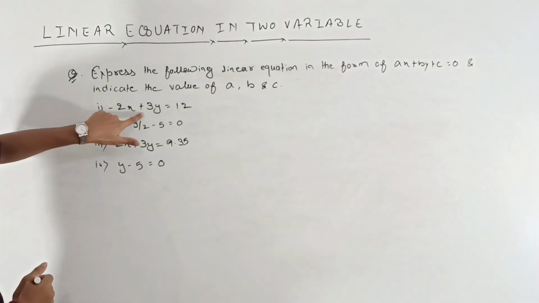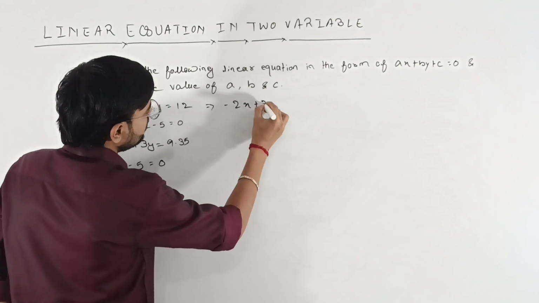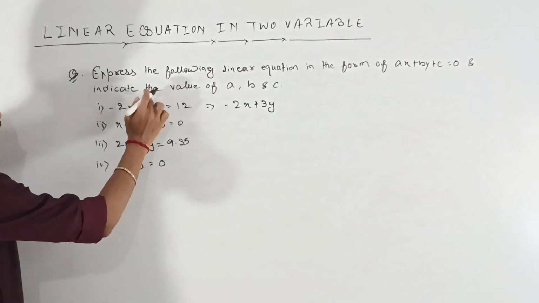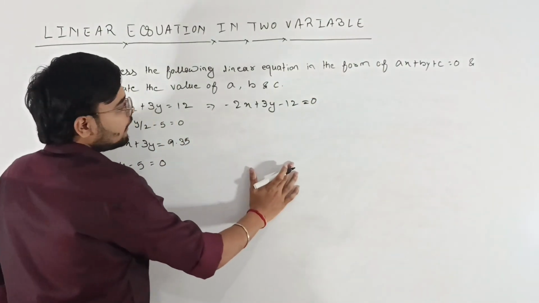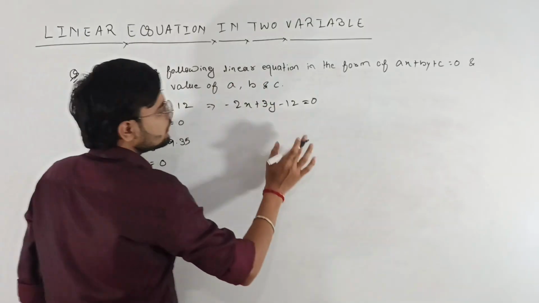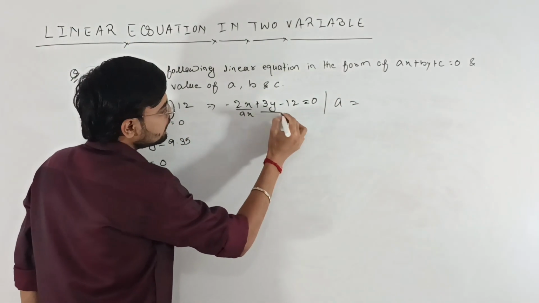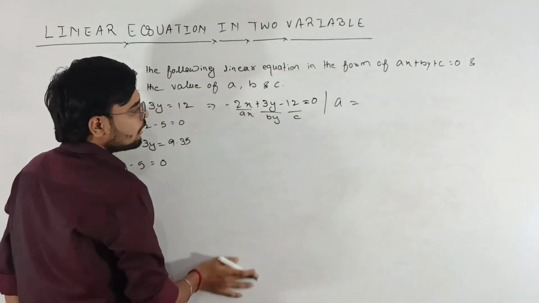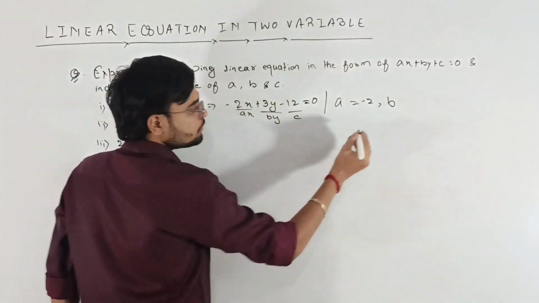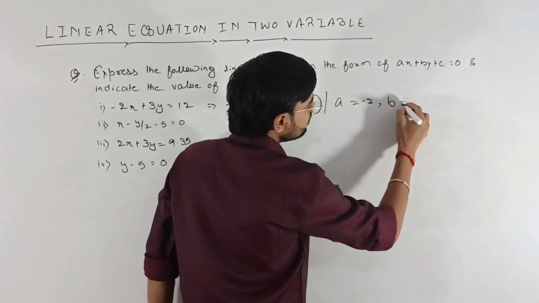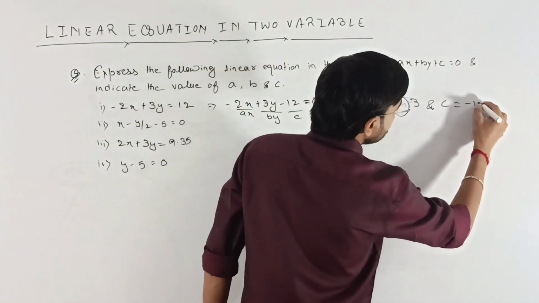First is minus 2x plus 3y is equal to 12. Then we can write this as minus 2x plus 3y. Now this 12 goes to the LHS and becomes minus 12 is equal to 0. Now this is the general form, and after converting, we have to write the values of a, b and c. Here this is ax, this is by, and this is c. So a is minus 2, b is 3, and c is minus 12.